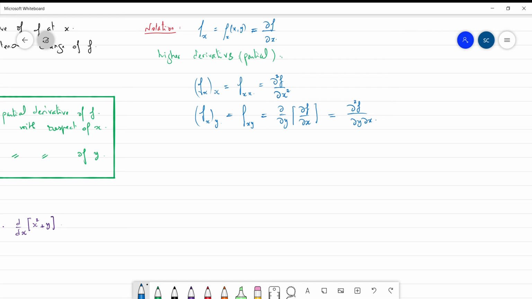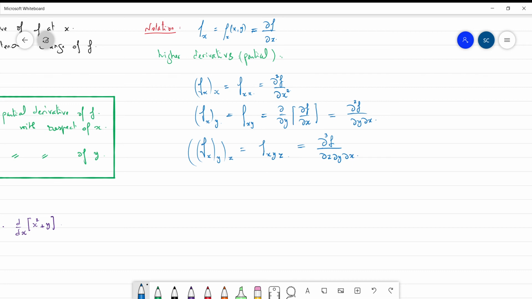Again, we can imagine a third partial derivative. If I take fxy, then I derive with z, I will form fxyz, you see. So it's 3 times, so d³f/dz dy dx. So you see the order is important.